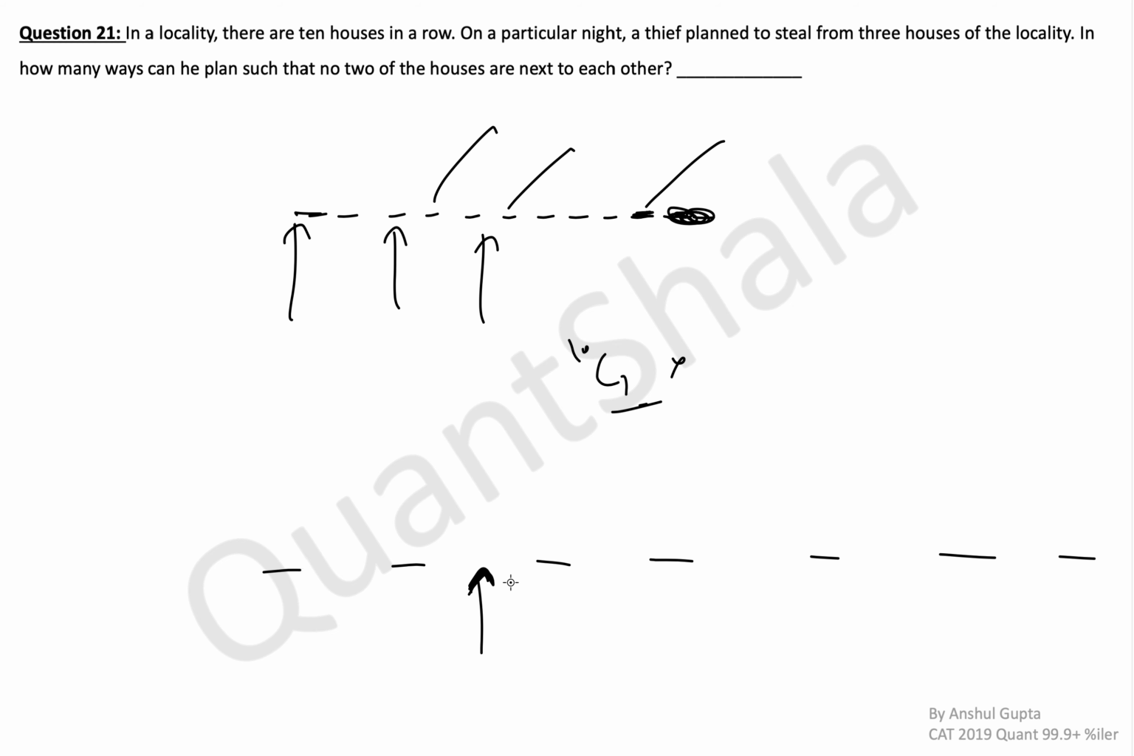Okay, if there are 2 houses here, then the condition gets violated that no 2 houses are next to each other. Okay, so now there are 8 slots, okay?